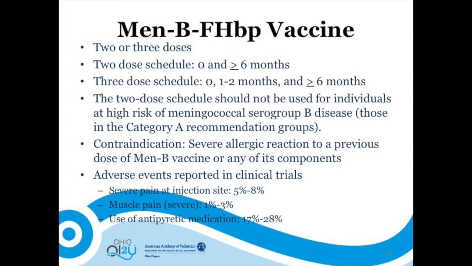Again, the contraindication is a severe allergic reaction to a previous dose of meningococcal B vaccine or any of its components. Regarding the adverse events reported in the clinical trials, 5 to 8% developed severe pain at the injection site, 1 to 3% developed severe muscle pain, and 17 to 28% used antipyretic medication.